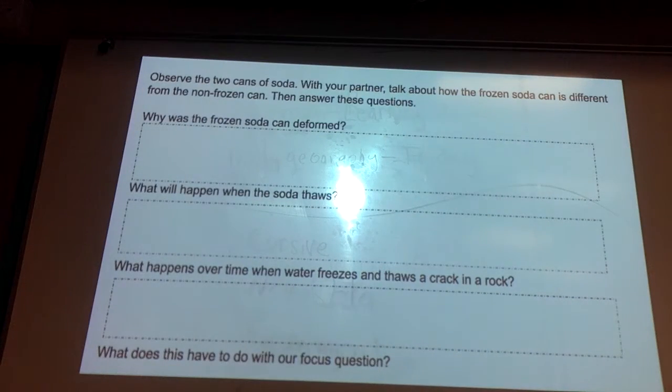Okay, so what's going to happen to this one if it keeps freezing? It's gonna get bigger and bigger and explode. Okay, so how is that different to this one? Is this one warm? No, it's just the cold soda. Oh, the cold soda tastes better, because it's cold and it has more flavor. Yeah, this cold soda would taste better.